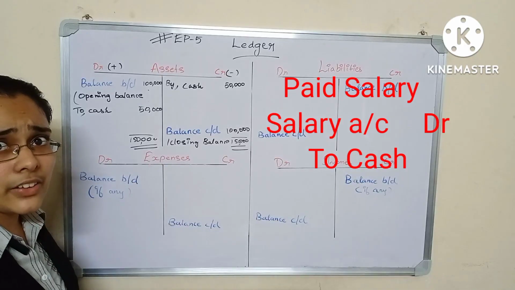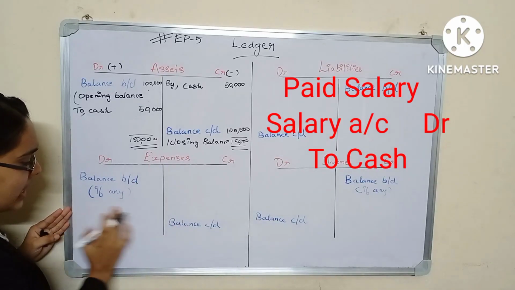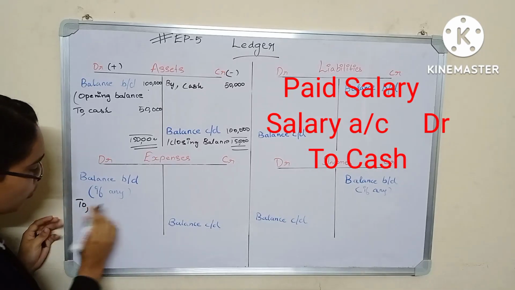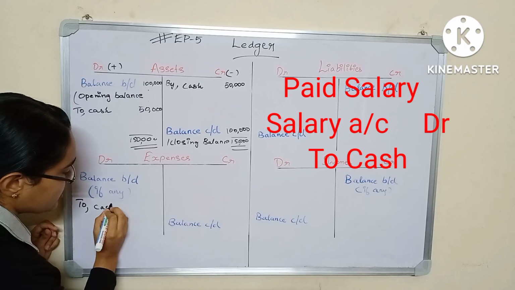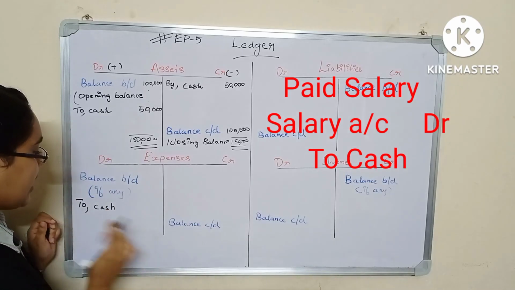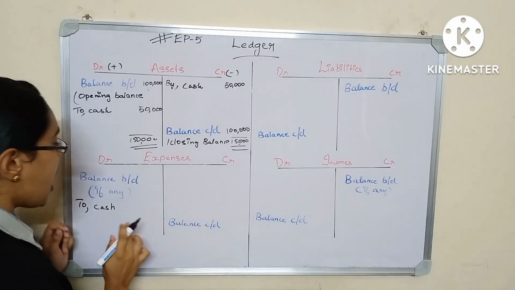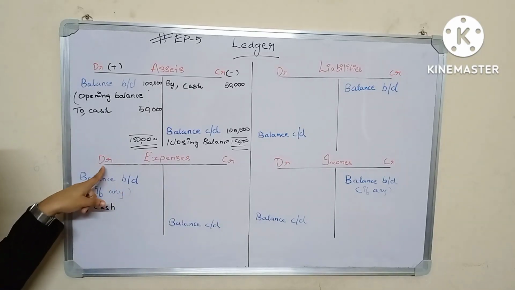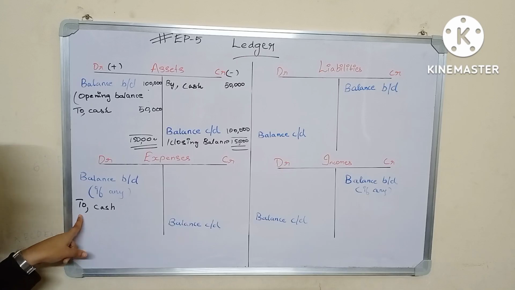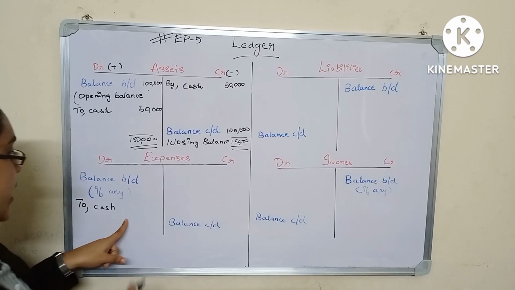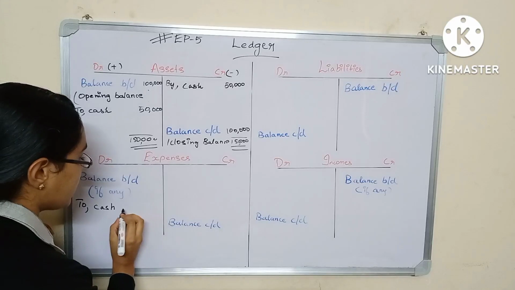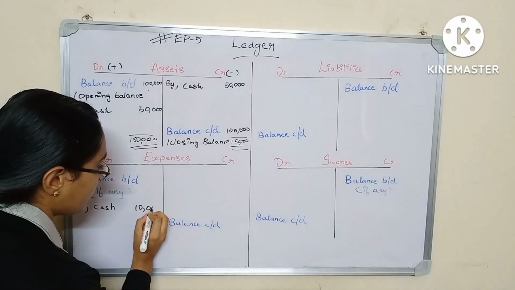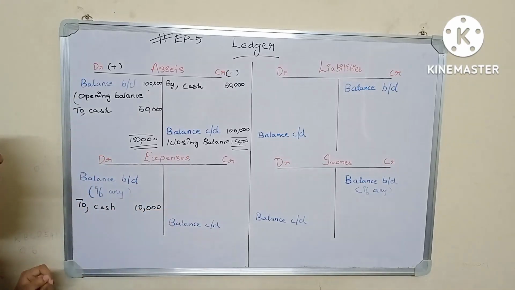You have debited your salary, right? So you will go to the debit side and write the other aspect: "To cash account". You're paying cash for salary, so you will write the amount here. When you're writing an entry on the debit side, you start with "To". Suppose you have paid 10,000 salary. So I'm writing "To cash 10,000".